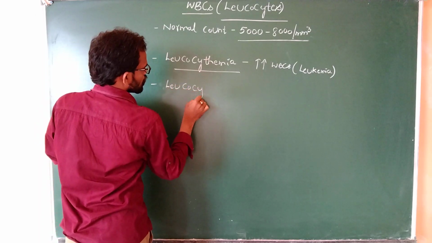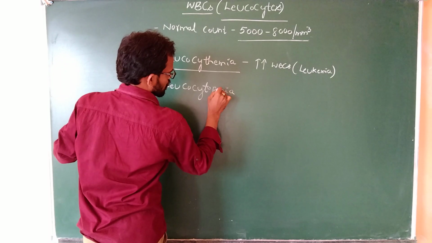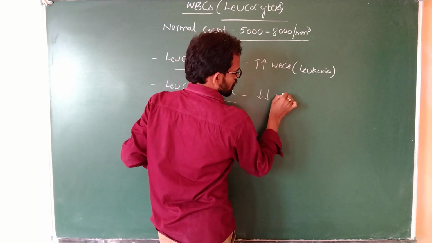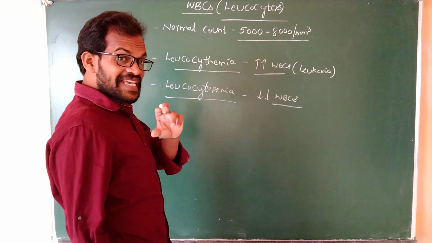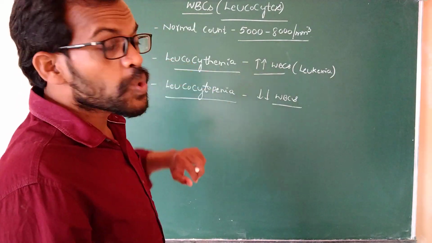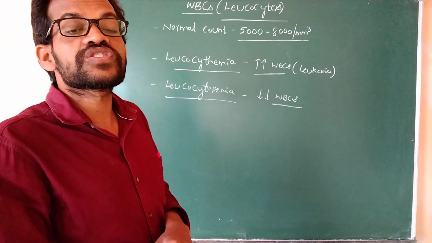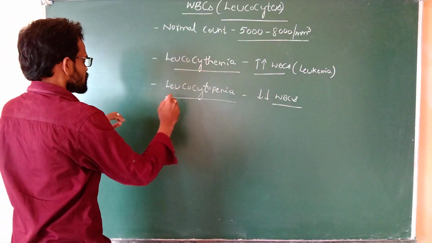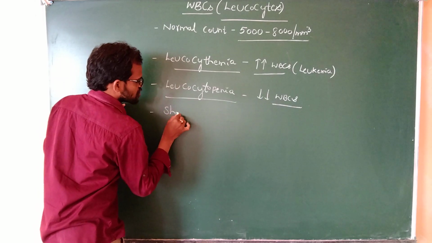When the white blood cells decrease, it is called leukocytopenia. Leukocytopenia means decreasing of white blood cells. Increasing white blood cells is known as leukocytemia, and decreasing white blood cells is known as leukocytopenia.